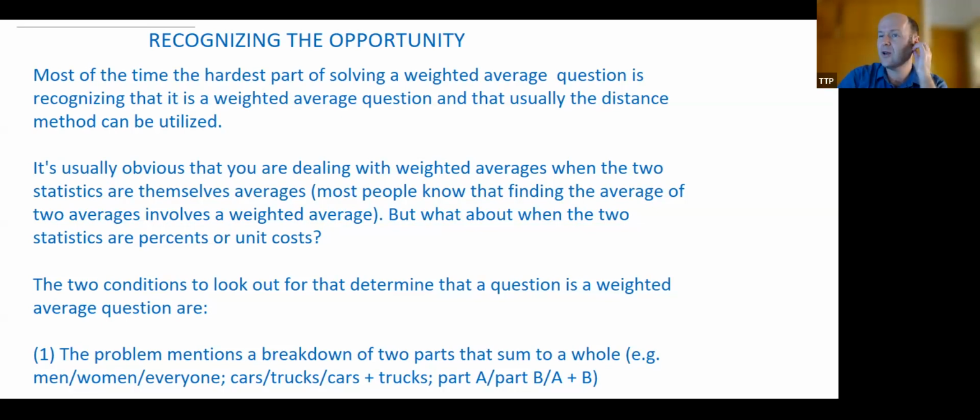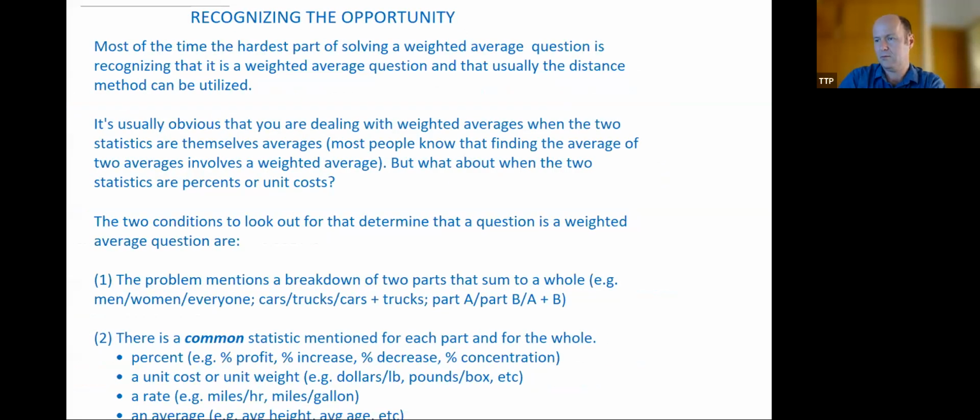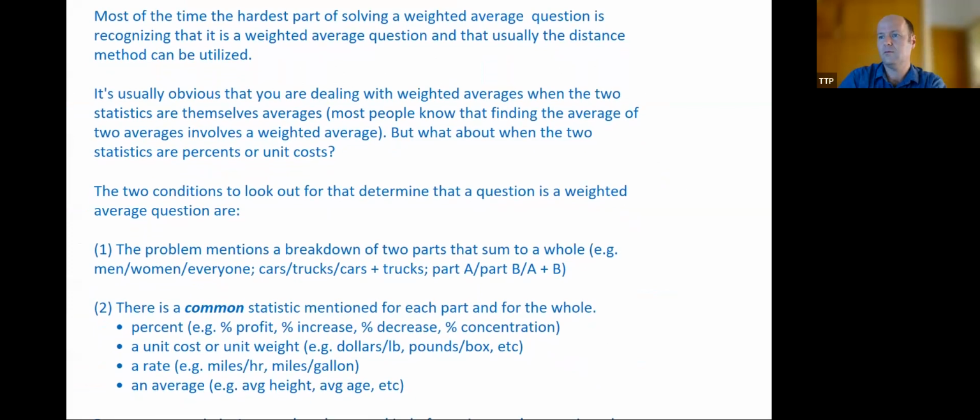The second criterion is that there's a common statistic mentioned for each part and for the whole. Okay, what's a common statistic? A percent. For example, you could have percent profit. You could have two portfolios, like part A, part B, and A and B together, and there's a percent profit for A, for B, and for the overall.